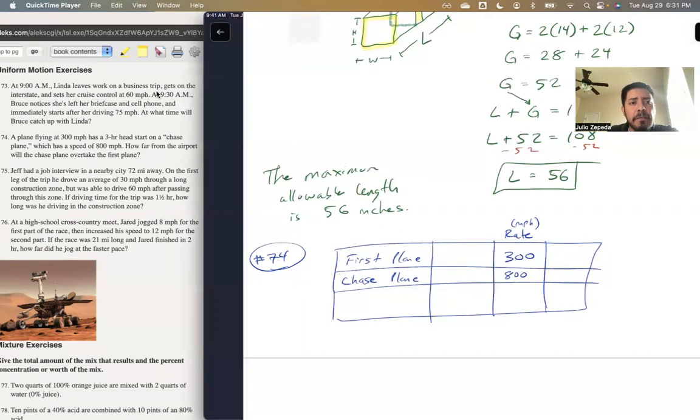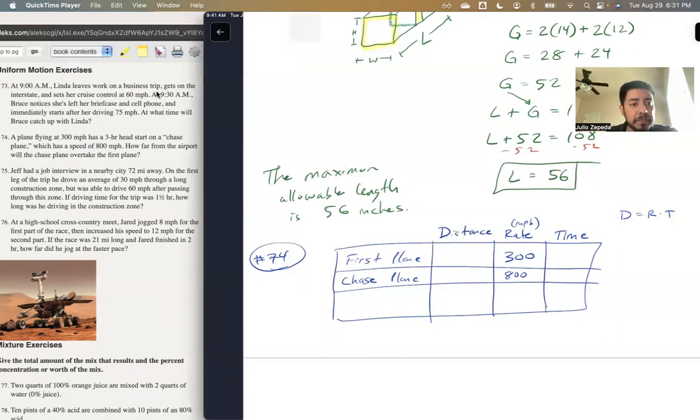And now it says, how far from the airport will the chase plane overtake the first plane? So we're given a rate. We know the equation distance equals rate times time. That's probably what we're going to be using here, especially since we were given this 3-hour head start. That tells us something about the times that they travel. And then there's a little bit of information there about distance, but we'll talk about that in just a moment.